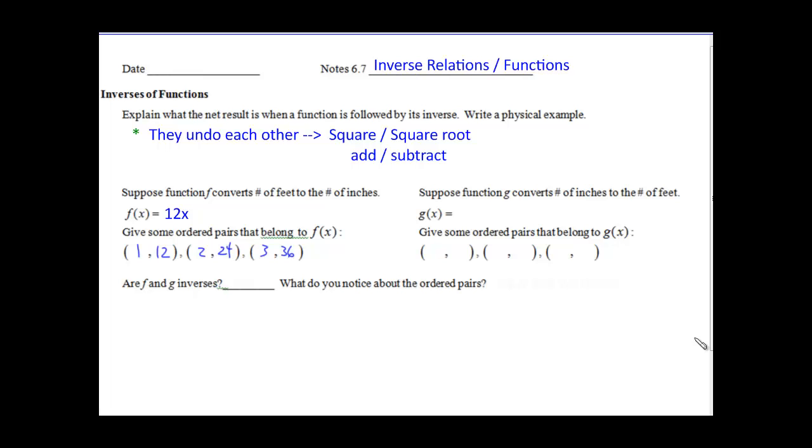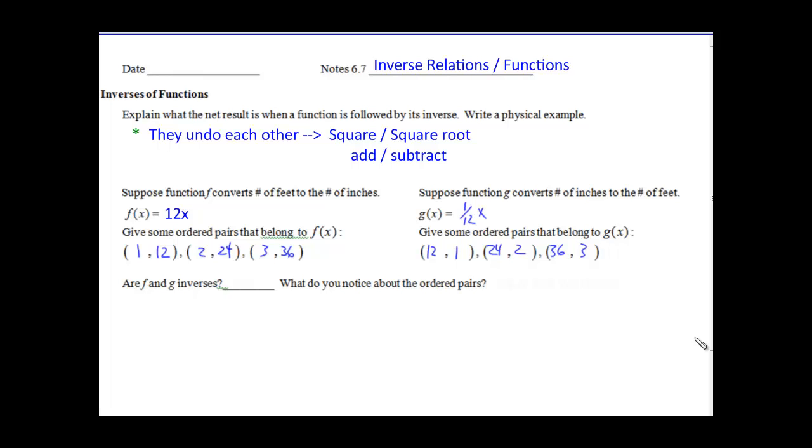For the g of x, suppose the function g converts the number of inches to the number of feet. So we're flip-flopping around. Now we need to look at, how do we go from feet to inches? We multiply by 12. How do we go from inches to feet? We divide by 12. So this is 1/12 x. So if we put in 12, we'll get 1. If we plug in 24, then we get 2. And if we plug in 36, we get 3.